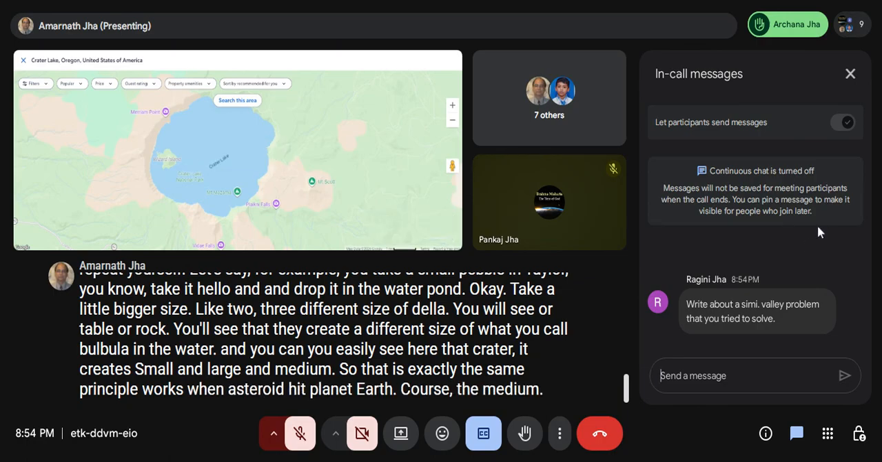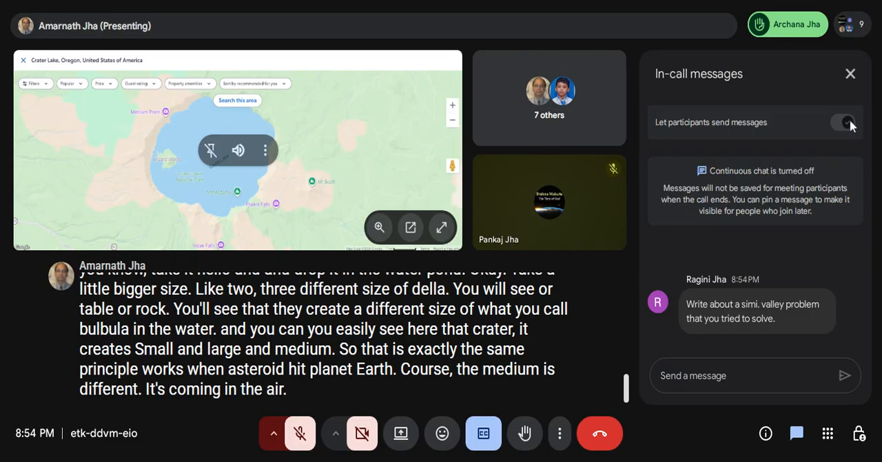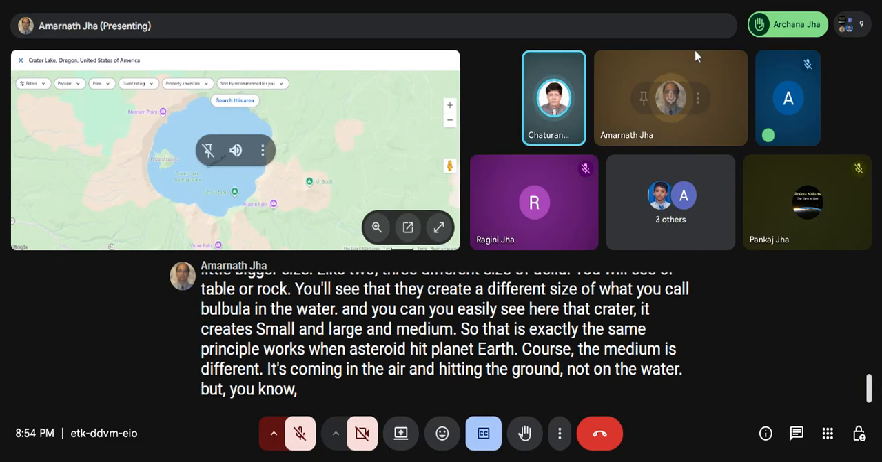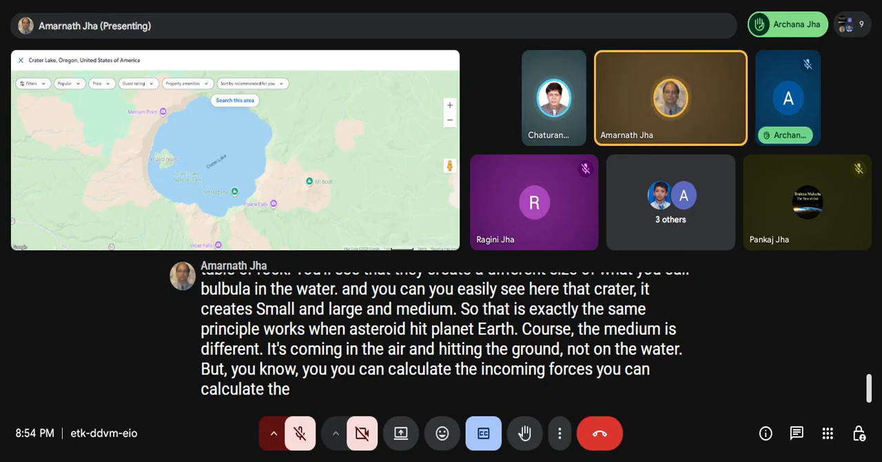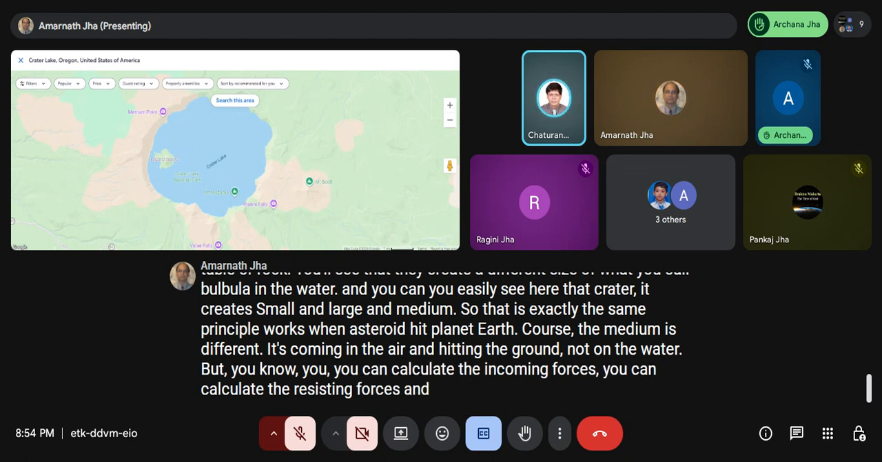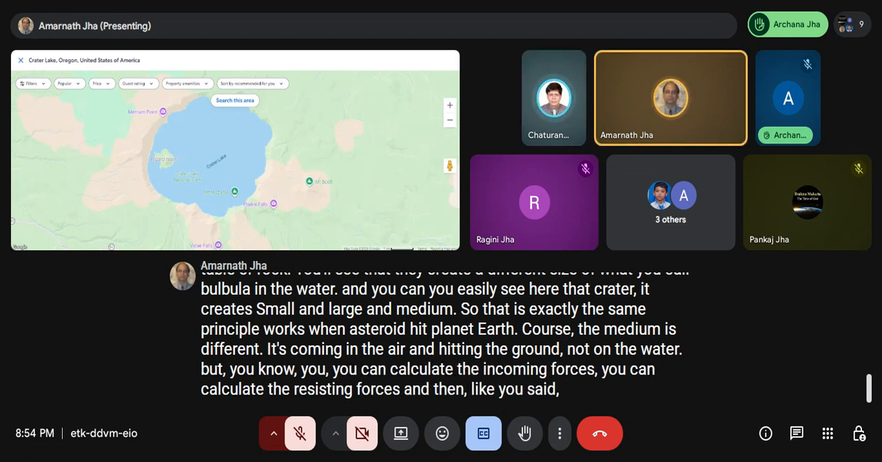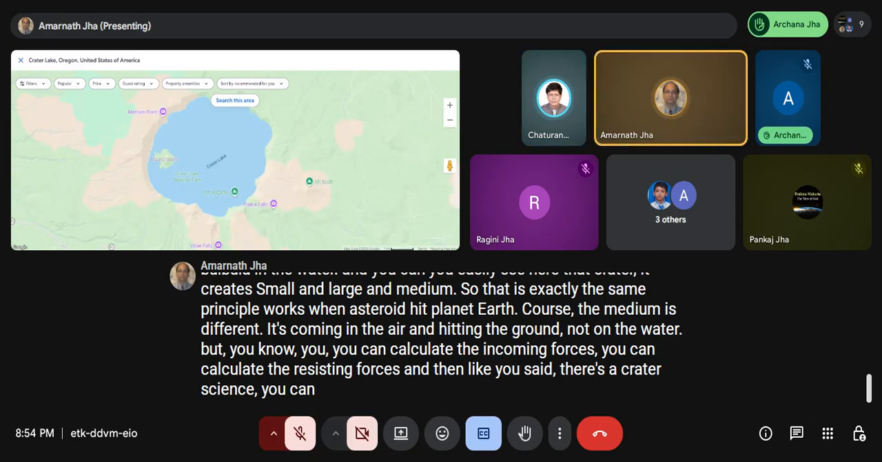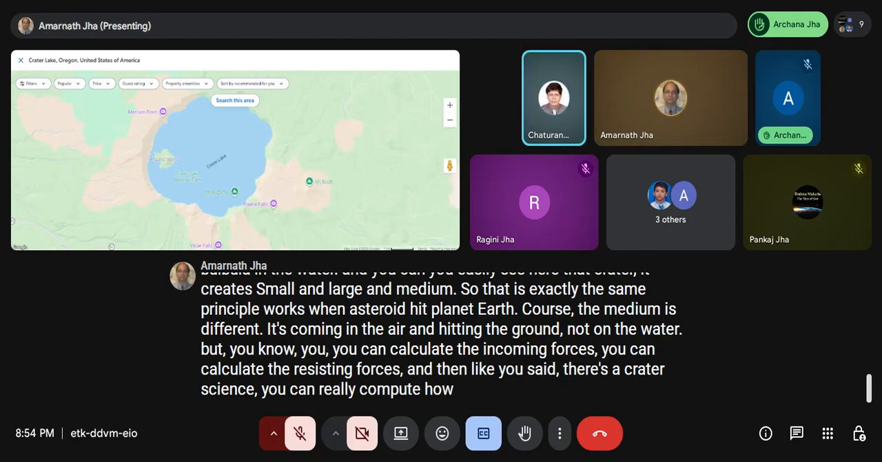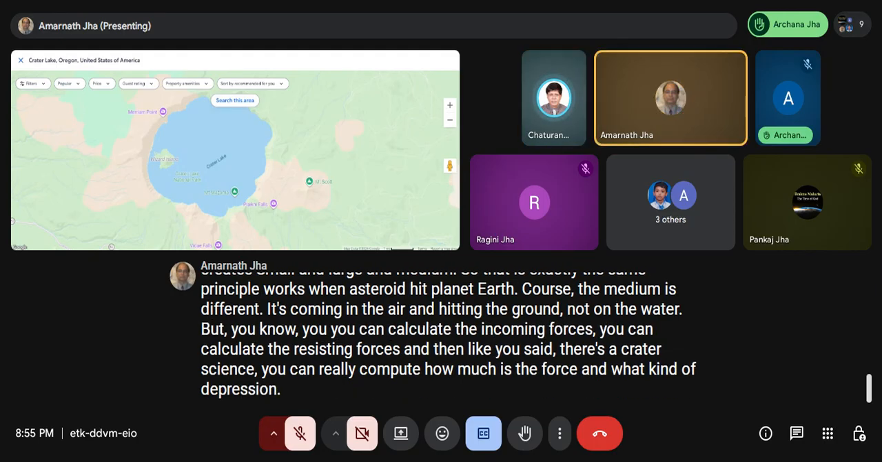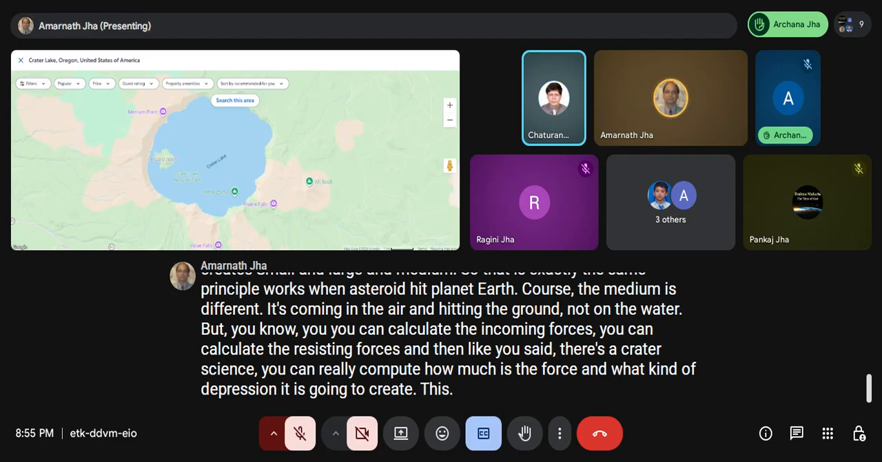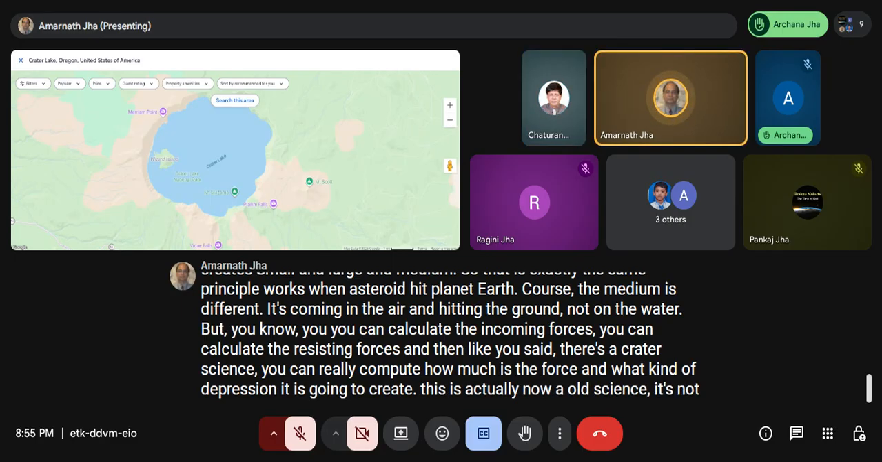Of course, the medium is different. It's coming through the air and hitting the ground, not the water. But you can calculate the incoming forces. You can calculate the resisting forces, and then, like Malik ji said, there is a greater science. You can easily compute how much the force is and what kind of depression it is going to create. This is actually now an old science. This is not new science anymore.